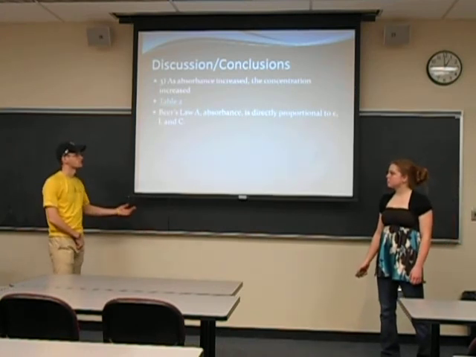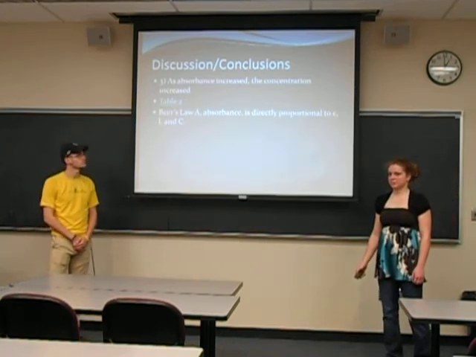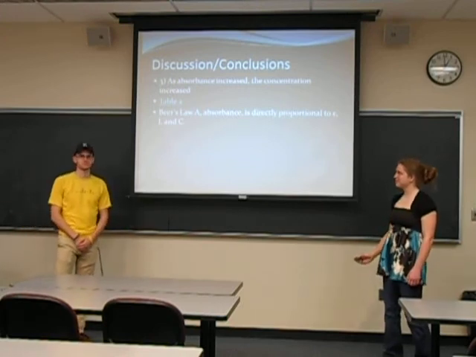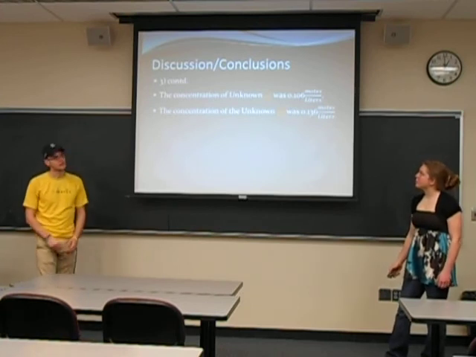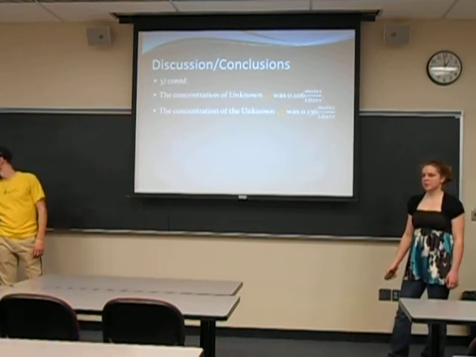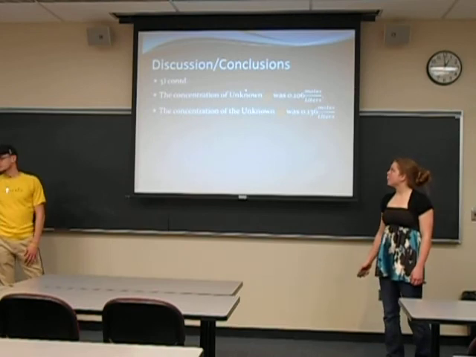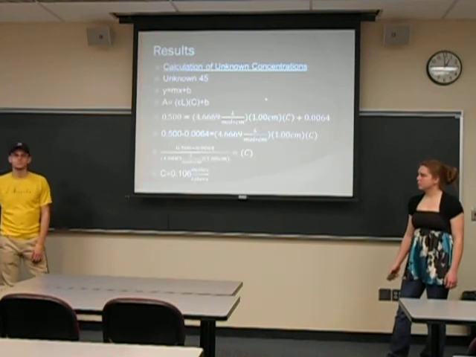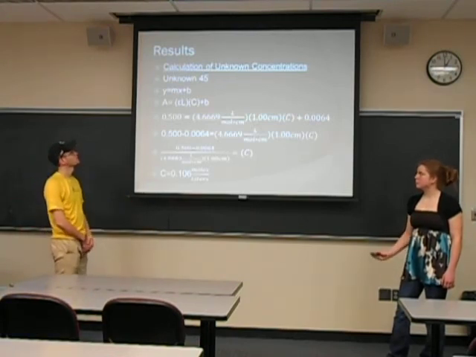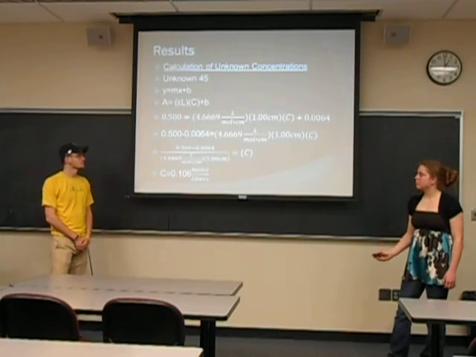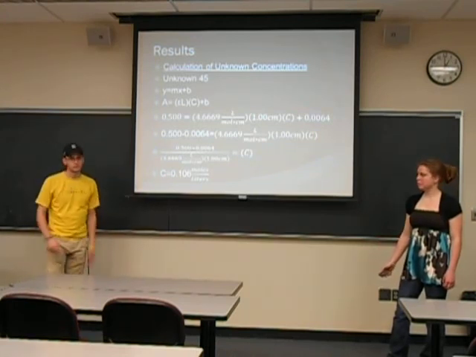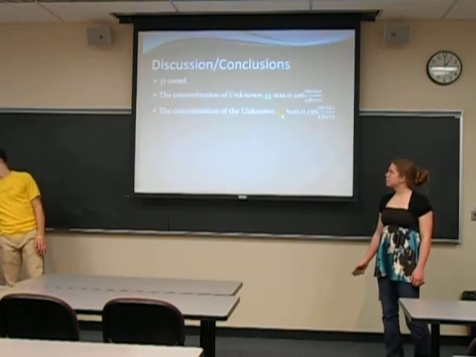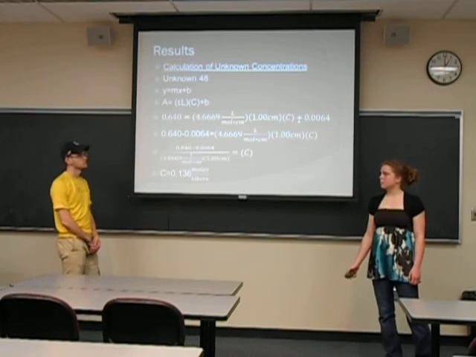Beer's law says absorbance is directly proportional to epsilon, path length, and concentration. And the concentrations of our unknown solutions were 0.106 moles per liter for number 45 and 0.136 moles per liter for number 48. The way that we came to those conclusions is through our calculations. This is the result for number 45. It shows us how we got the numbers. Same way with number 48: same procedure, just different numbers.